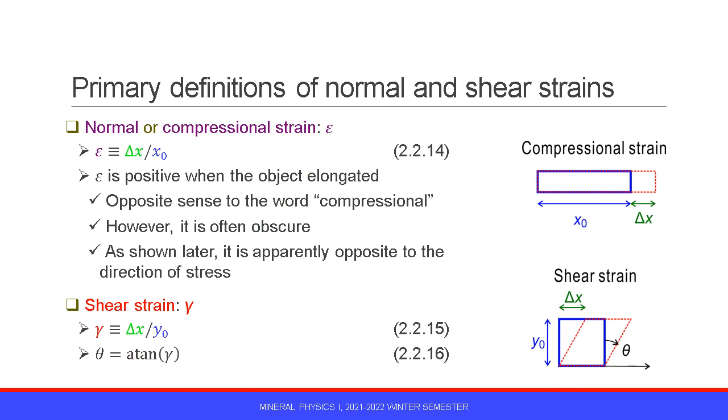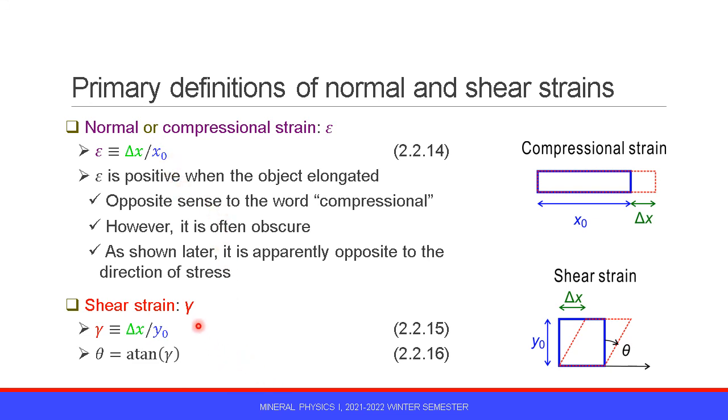Then finally, let us define the normal and shear strains in the primary ways. So the normal or compressional strain epsilon is defined using this illustration. X0 is the original length and it is extended by delta x. Then the normal strain is epsilon equal to delta x over x0.